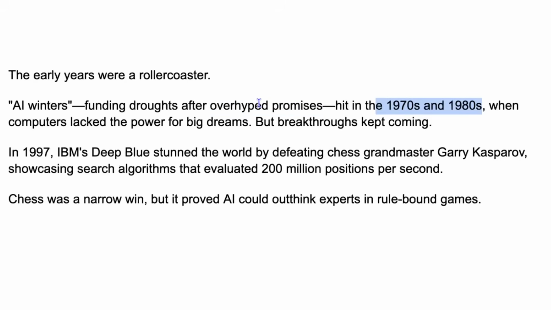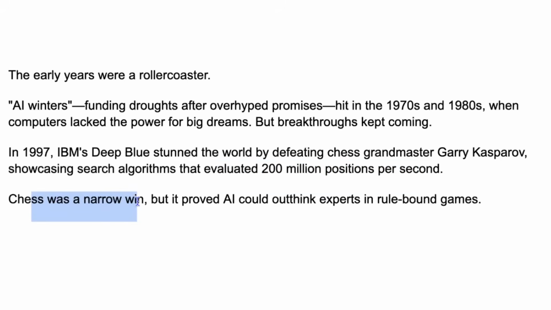So imagine we've gone from the 50s to the 70s and 80s, several decades later, where computers lacked the power for big dreams because the first official personal computer was in the late 90s, right? So breakthroughs were still developing. In 97, IBM's Deep Blue stunned the world by defeating chess grandmaster Garry Kasparov, showcasing search algorithms that evaluated 200 million positions per second.